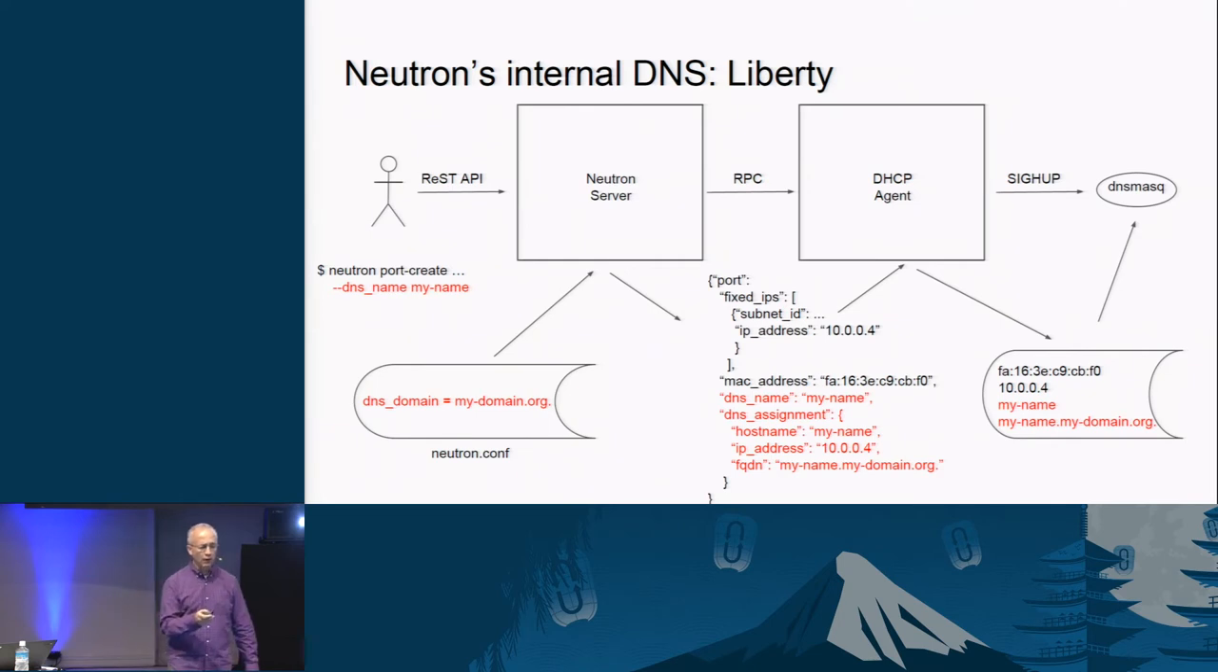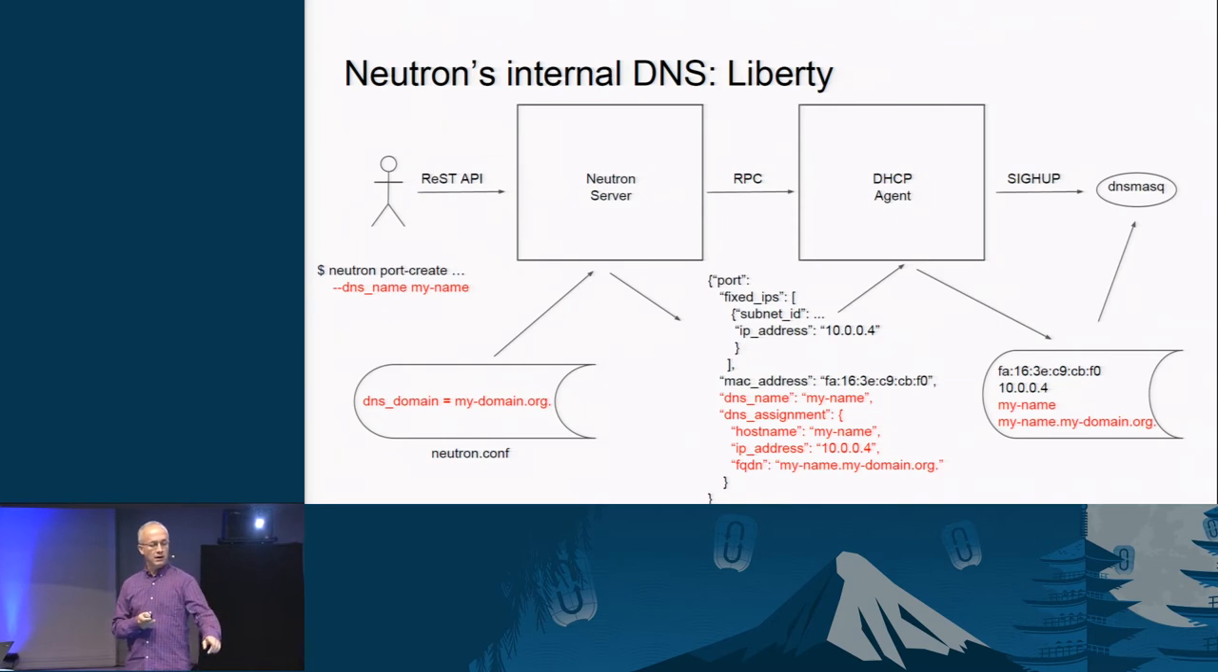And we added an attribute to the API, to ports. We added the DNS name attribute to ports. That allows you to specify the name that you want assigned to your port. And we made this optional. Essentially, we added a new Neutron configuration parameter, DNS domain, that allows you to enable this functionality.